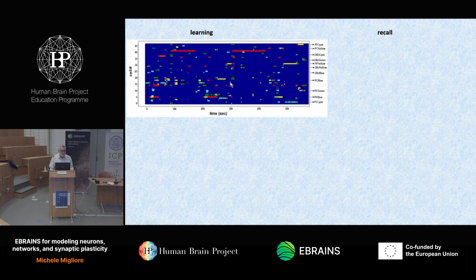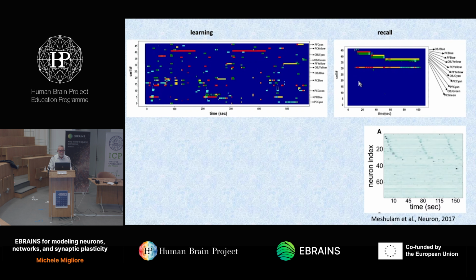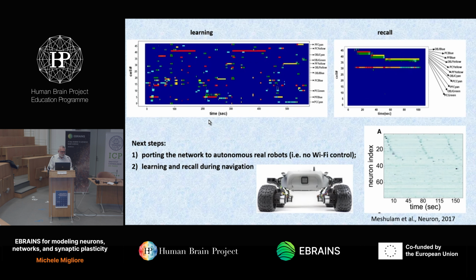If you look at the pattern of the entire network, you will see the usual pattern that you see in the experiments. However, during the recall, if you reorganize as they do in experiments the firing of the different neurons, you see the sequence just like in the experiments. And now we are improving the network, removing some limitations, and of course porting the network to autonomous real robots, so we have no Wi-Fi control from an external laptop. And especially we want to do learning and recall during navigation, because this is what we humans do. We don't do a learning phase and then the recall phase. We do learning and recall as we navigate.